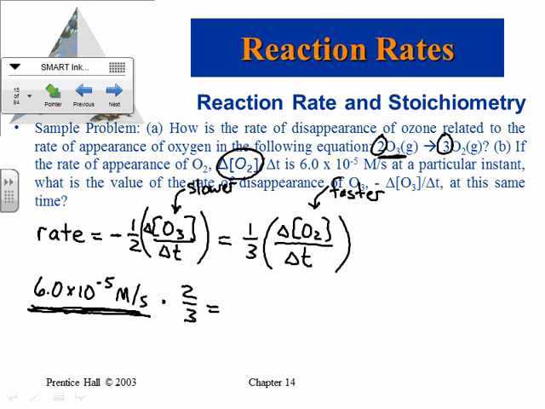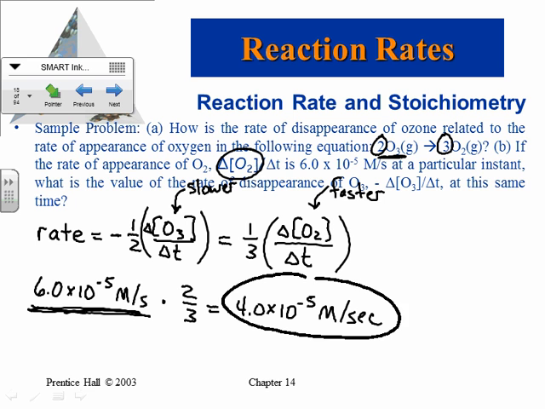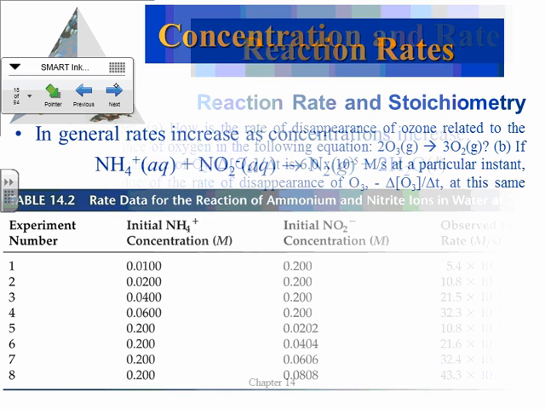So 6 times 10 to the negative fifth times 2/3 should give us 4.0 times 10 to the negative fifth. I should have been able to do that in my head. Molar per second. Now I don't anticipate you being asked a question like that on the AP exam. It's just an interesting thinking question for the rate stuff.